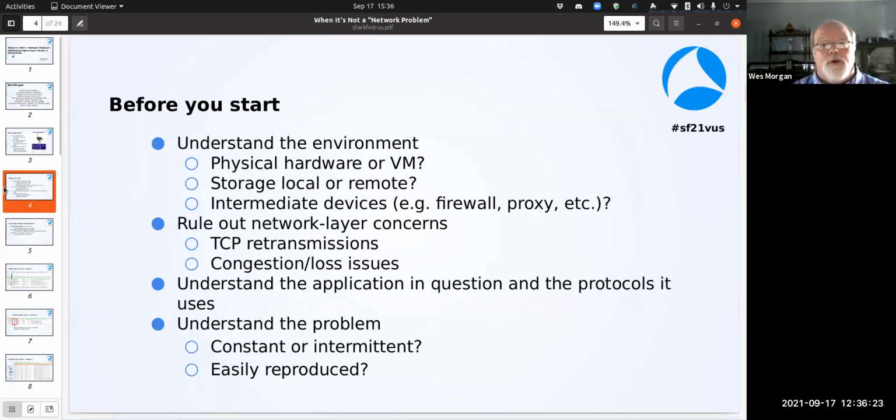So before you start, you've got to understand the environment. Right? Is this physical hardware, virtual machines? Is that storage local or remote? Are there intermediate devices in the way? Right? Because you've got to be able to walk through the data flow, where this piece of data is at every step along the way. And I'm assuming that you've already ruled out network layer concerns. Right? You've already made sure we don't have excessive retransmission, we don't have congestion or loss indicators in the data.